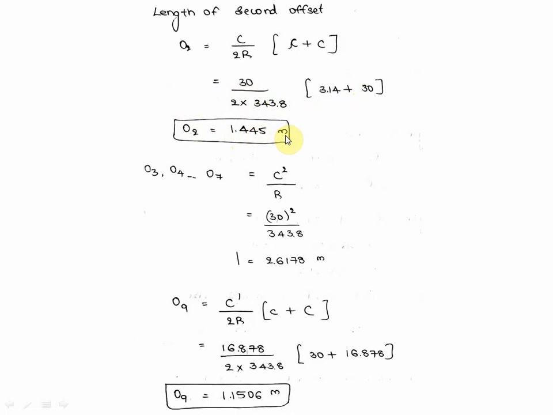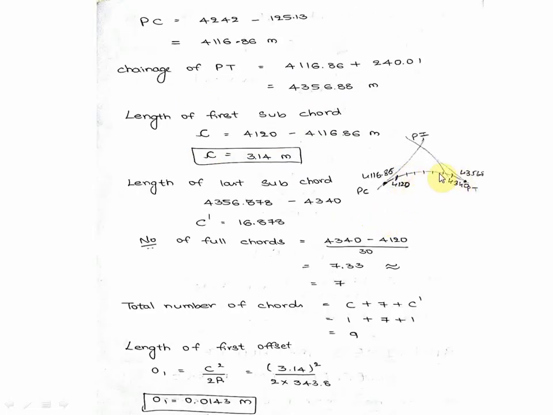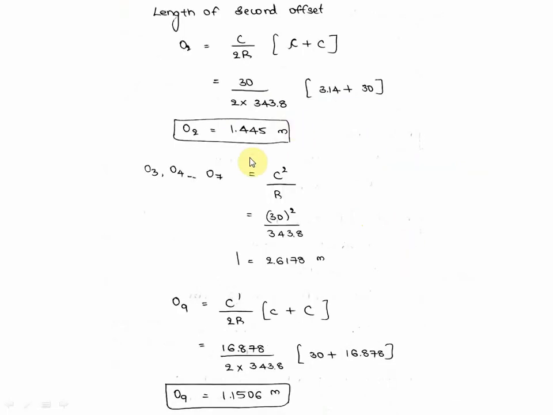Okay, next from O3 to O8, all the intermediate chords have the same length. That's why you just apply the formula c square by r, that is 30 square by 343.8. So why are they taking c square by r here? If you apply the earlier formula here also, then these will all be capital C only, because for O3 the previous chord length is that of O2, and the chord length is 30. So here also 30 plus 30.